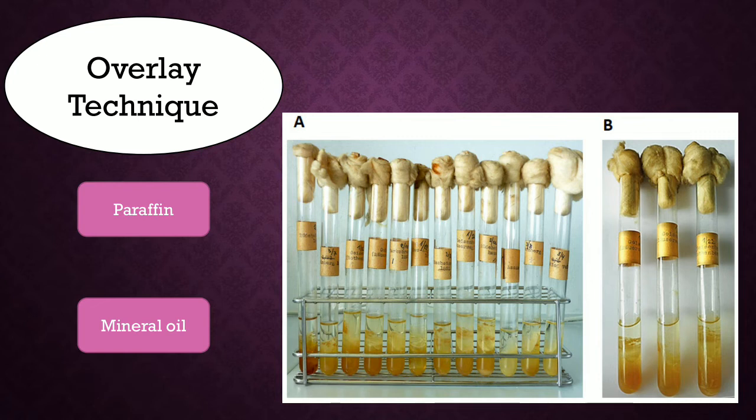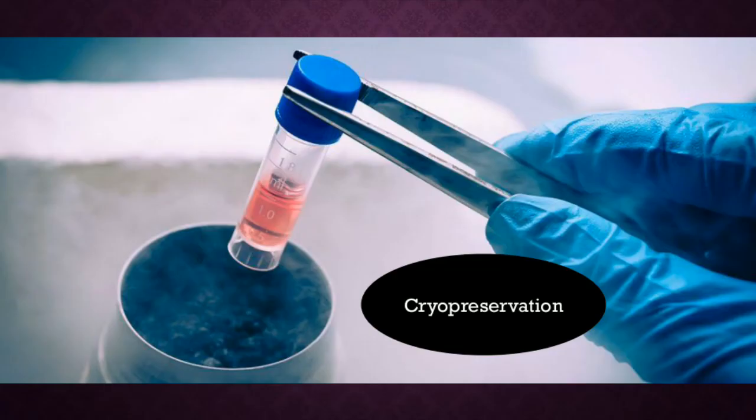So what do you overlay with? You can either overlay it with paraffin, or we can overlay it with any kind of mineral oil, or we can even use a mixture of Vaseline and paraffin, which we call Vaspar. That also can be used as an overlay. So once the organism has grown, we cover it with the oil or the paraffin, which makes sure that anaerobic conditions are maintained. Next method that we have is also a very important method called cryopreservation.